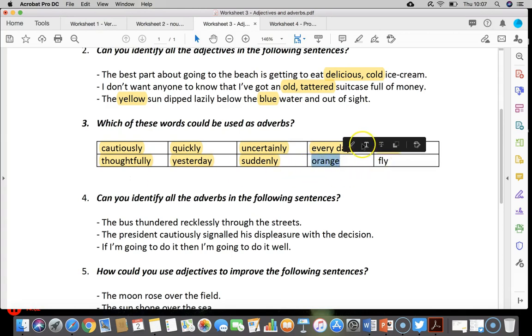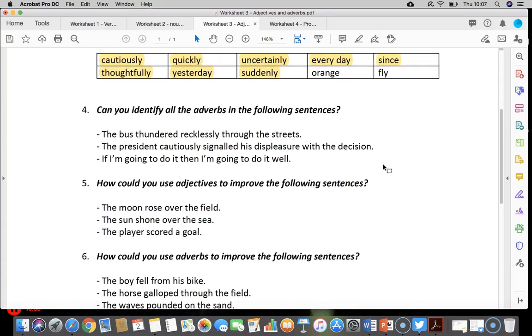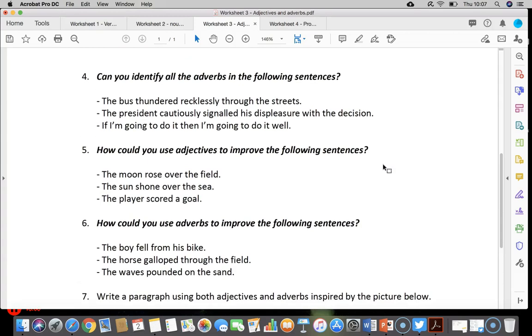Orange is a noun, and fly can either be a verb, to fly, or it can be a noun, a fly. Okay, number 4. Can you identify all the adverbs in the following sentences? The bus thundered recklessly through the streets. Well, we find our verb first, and that is thundered. Recklessly describes how it went about that, so recklessly is our adverb.